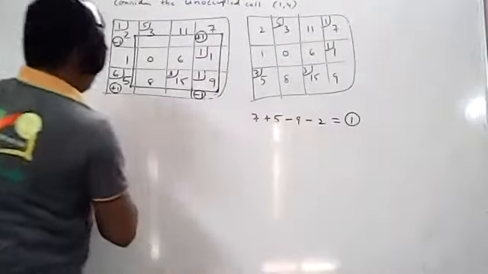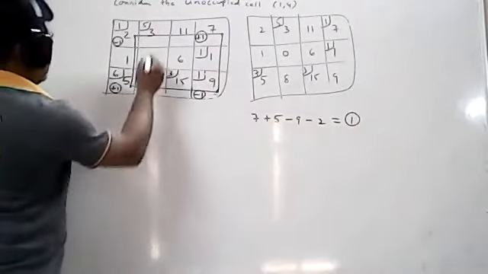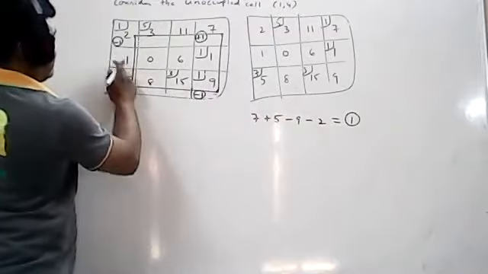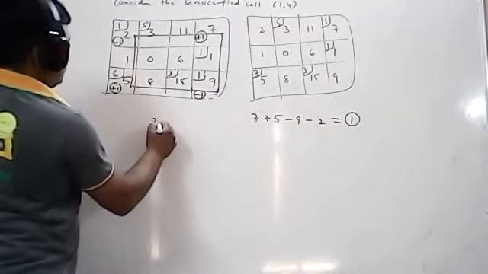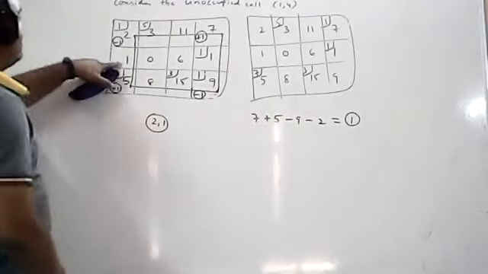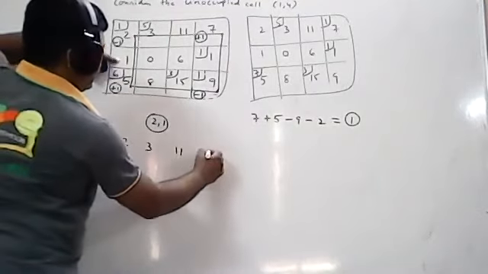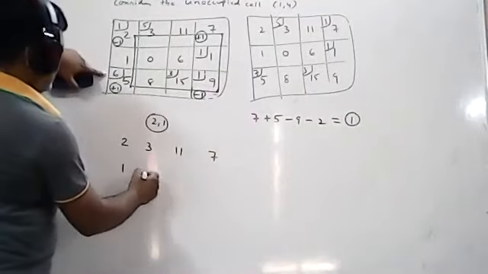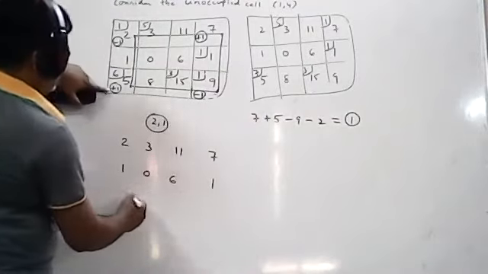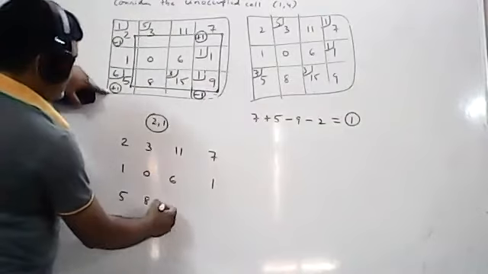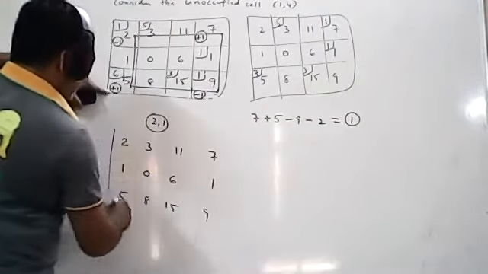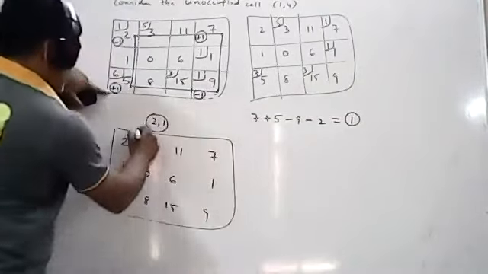So next, again draw the table, case 3. That means third unoccupied cell. What is the cell number? This cell number is 21. Now I will take 2, 1. This unoccupied cell I will consider. So that means 2, 3, 11, 7. Next one is 1, 0, 6, 1. And next one is 5, 8, 15, 9.